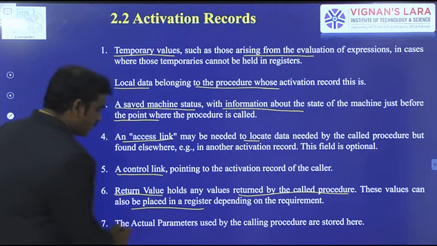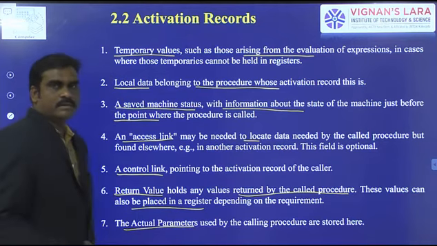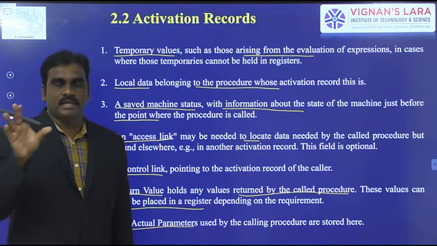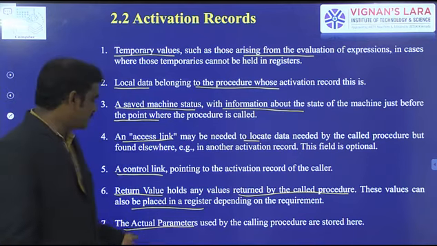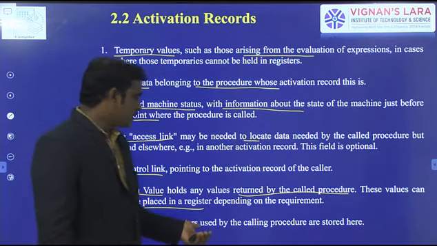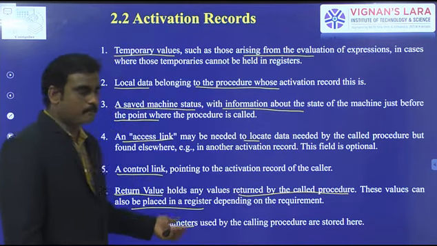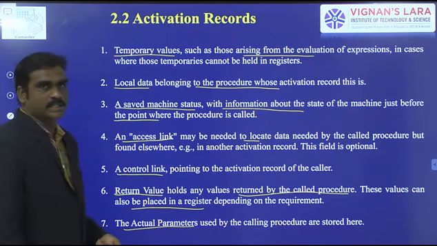And the actual parameters. Whenever we call a function A, having some parameters, that parameters information is stored in this field, used by the calling procedure. Okay, so this is about the activation record.